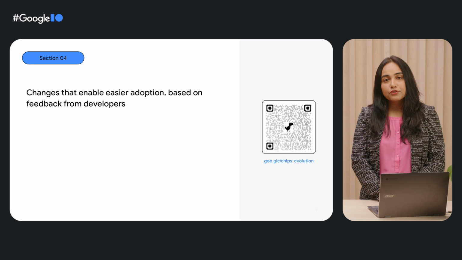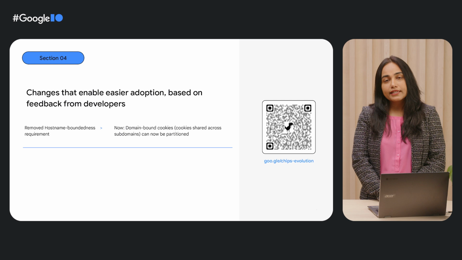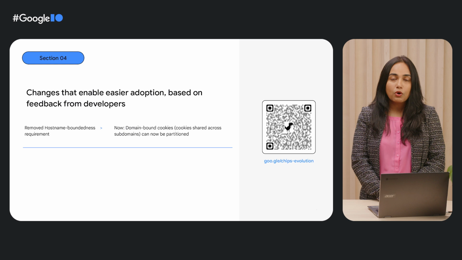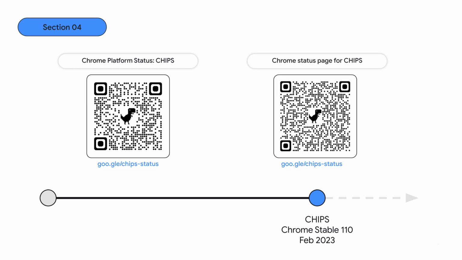Both changes were made based on feedback provided to us by web developers like you during the incubation process in the W3C. First, we've removed the host prefix naming and host name boundedness requirement. While the original intent behind the requirement was to encourage security best practices, many developers told us that they currently reuse cookies across subdomains and that this requirement would place a significant adoption burden. Second, we've changed the previous cookie limit of 10 cookies per partition to a dynamic memory limit of 10 kilobytes per partition. This allows developers the flexibility of using a small number of large cookies or a large number of small cookies. Before we jump into first-party sets, here are some quick links to more resources on CHIPS.